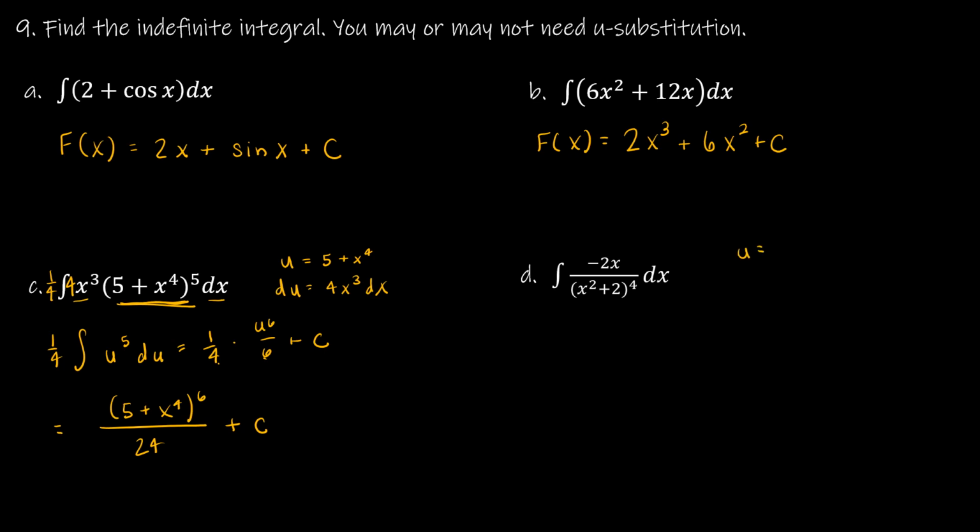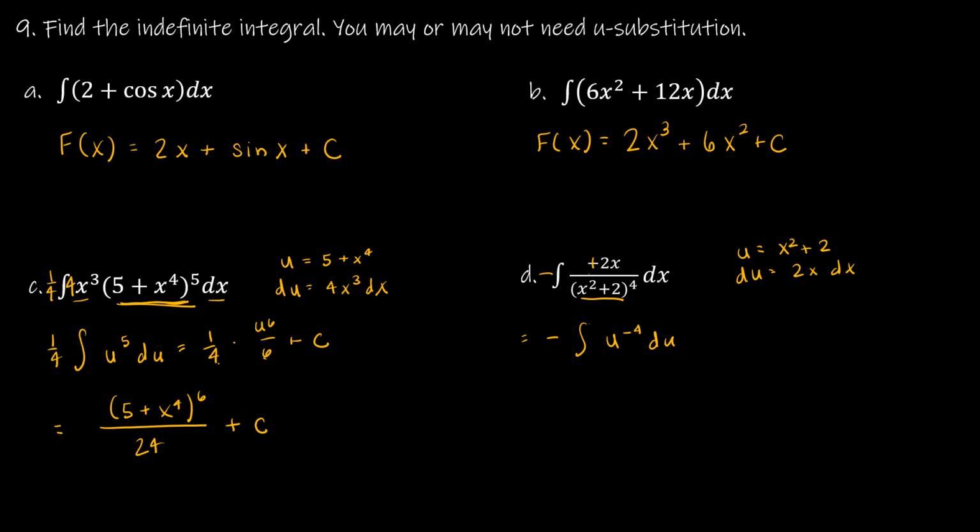So u is going to be that function that's to the 4th power, so x squared plus 2. du is equal to 2x dx. Notice here I have negative 2x. I need it to be positive in order to fit the du pattern. So I'm going to multiply it by a negative, which means I need to move a negative to the front. So now I have negative integral of u to the negative 4th du.